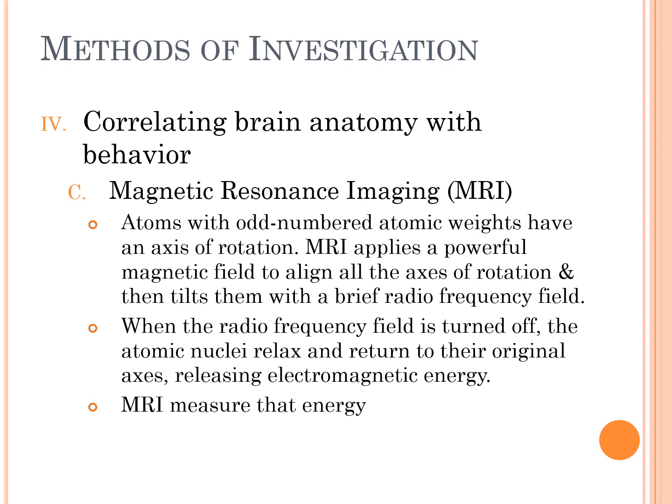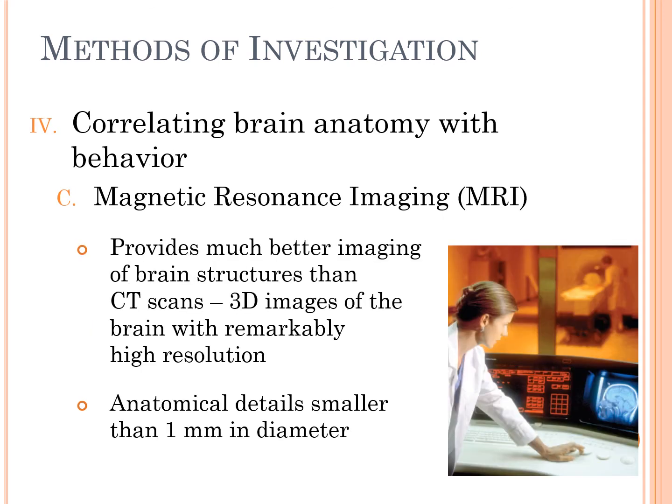And then when it's turned off, those atomic nuclei relax, and they return to their original axes, releasing electromagnetic energy. So the MRI then measures that energy that's being emitted and tells us about the different structures, because of the different amounts of odd numbered atoms, or the different amounts of water really in those structures. So the MRI provides much better imaging of brain structures than CAT scans, and we get these three-dimensional images of the brain with remarkably high resolution.